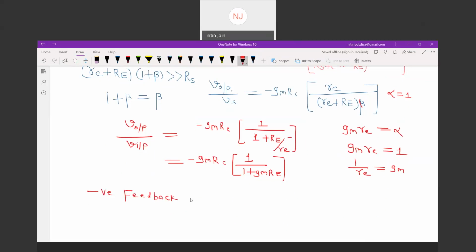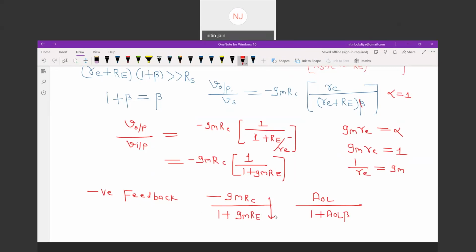देखो विदाउट फीडबैक गेन कितना था -gm इंटू आरसी, और नेगेटिव फीडबैक विदाउट फीडबैक गेन अगर एओएल है या ए है तो विद फीडबैक कितना हो जाता है एओएल इंटू बीटा। तो आपका जो गेन है वो कितने से कम हो गया है, 1 प्लस जीएम इंटू आर ई से कम हो गया है ना, ये इतने से कम हुआ है। तो this is one of the limitations of common emitter with emitter resistance.